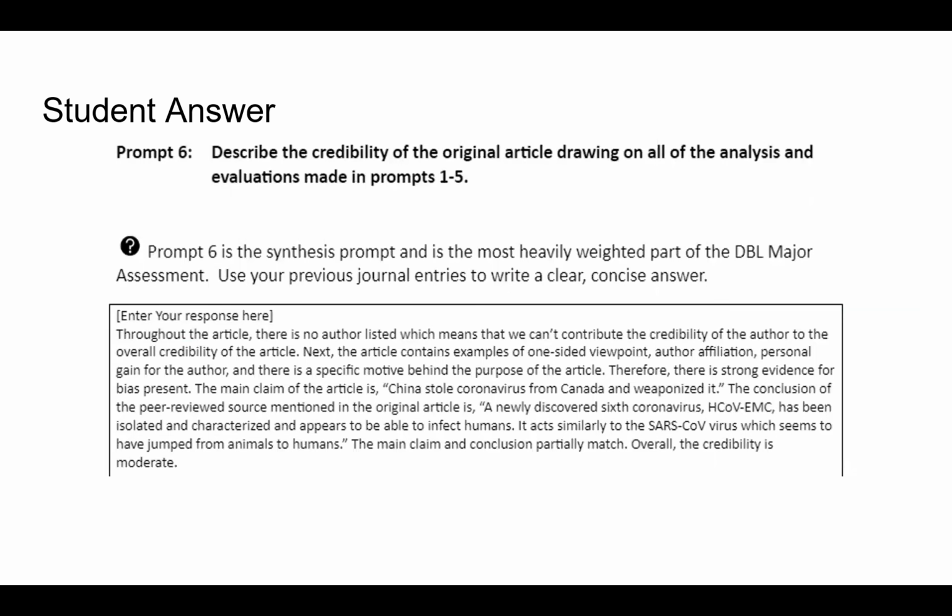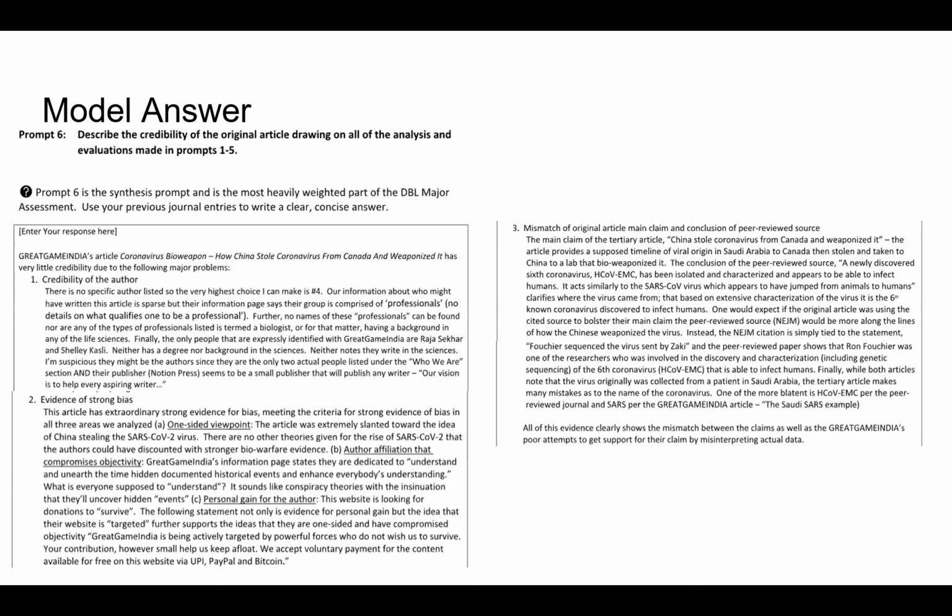Now that we've reached the end of the journal, we have the student answer from prompt 6. This is a full evaluation of the article's credibility based on all the previous prompts and questions covered throughout the journal. Notice how the student provided the bare minimum amount of information on this evaluation. Meanwhile, here is the model answer. Every aspect has been considered and has all been put together into a complete analysis of the article. This is a perfect example of the type of answer you should strive to have as you evaluate an article in DBL. Good luck.